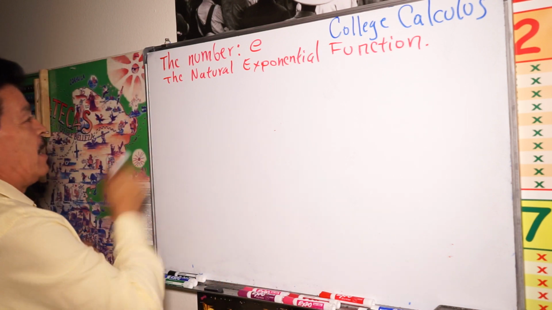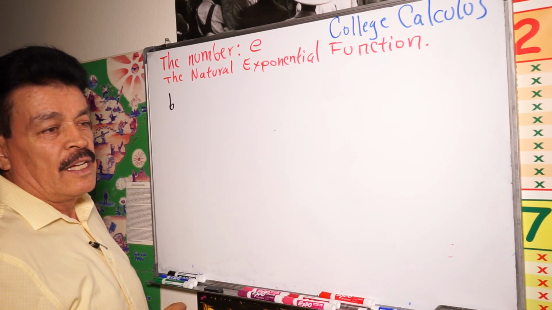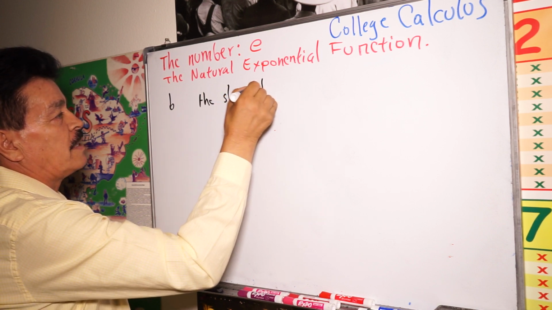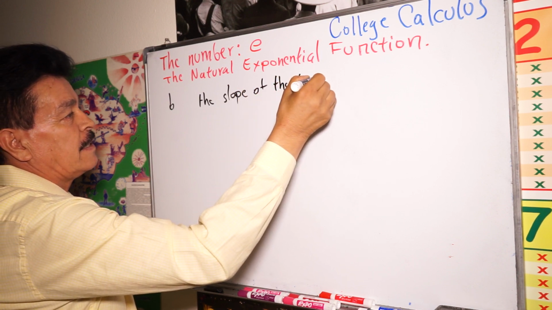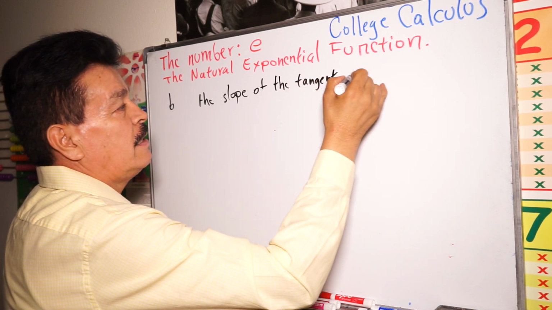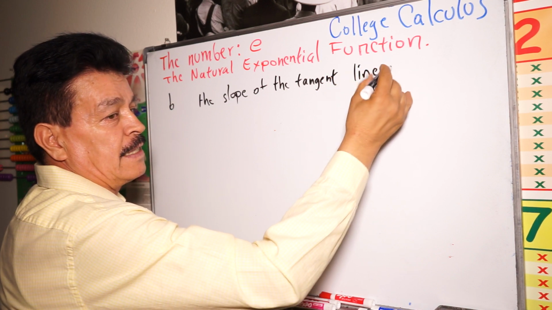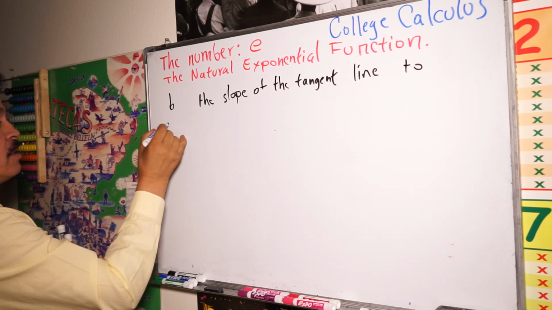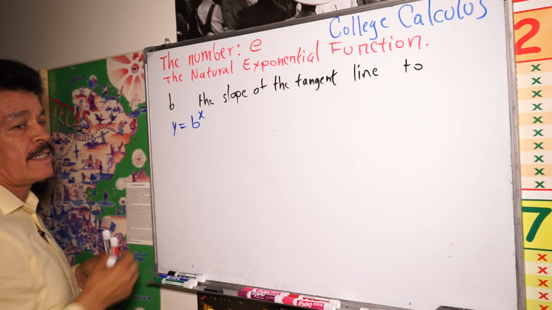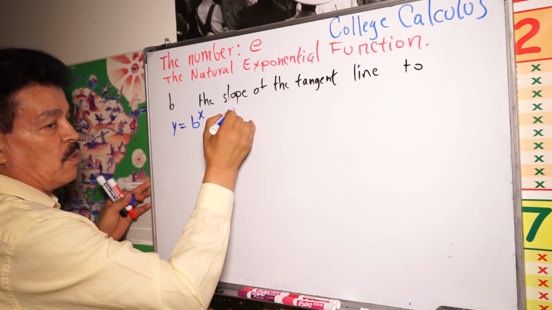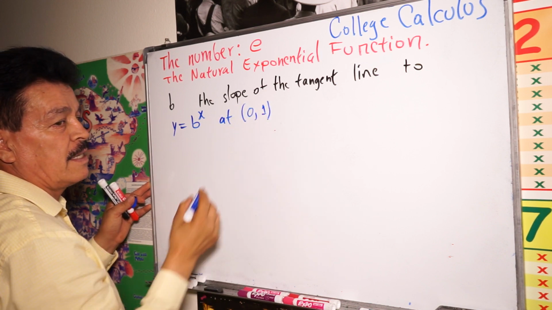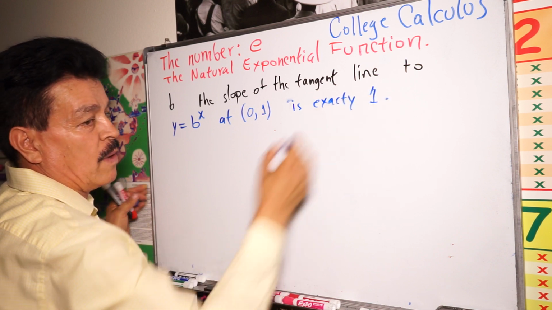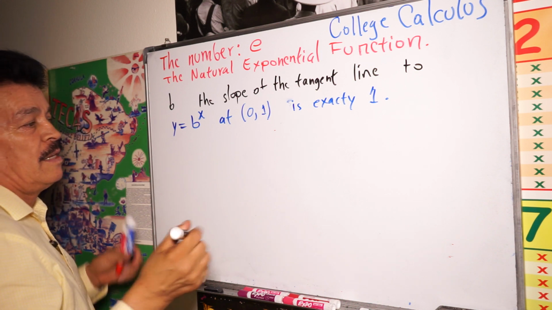If you choose the base b, for instance, the slope of the tangent line to y equals b to the x power at the point 0, 1 is exactly 1. Let me show you in a graph.